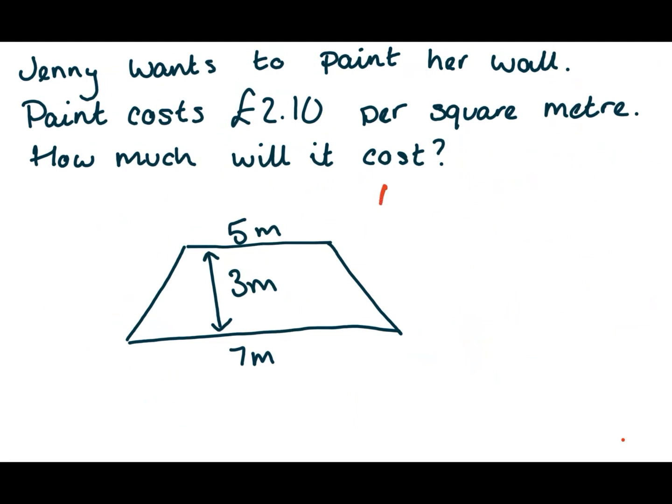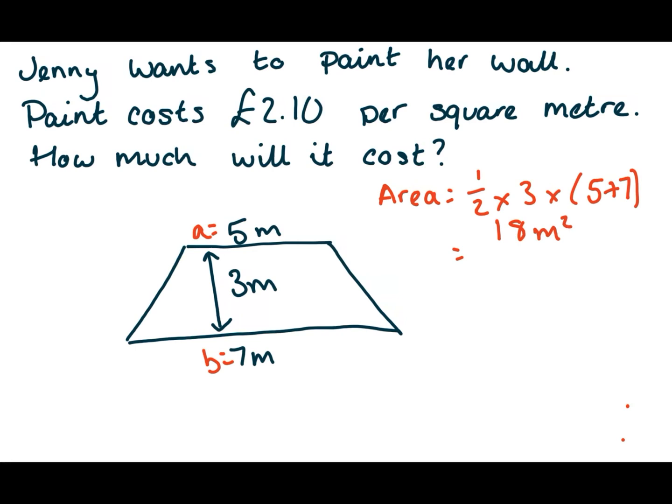So we're going to say area equals, now it's a trapezium, so again we need to find that A and that B. So, and our height is 3, so it's going to be half times 3 times 5 plus 7, which gives us 18 metres squared. But we're not finished there, so what we need to do is find our cost.